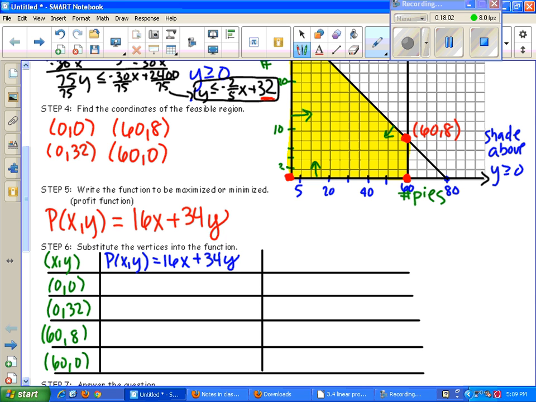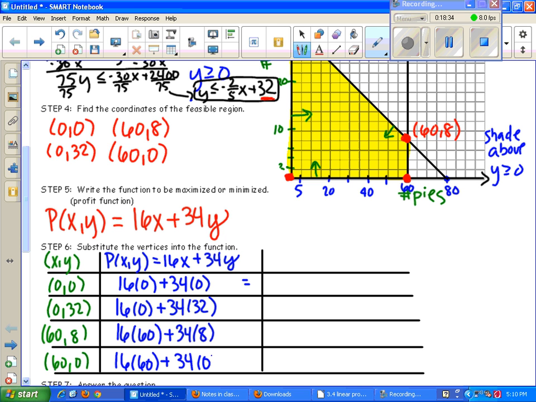So now I'm going to just plug in those X and Y coordinates that I have. In this case, I have 16 times 0 plus 34 times 0. And then I'm going to write the total in the next column, so I'm just going to hold off on that. So this one would be 16 times 0 plus 34 times 32. 16 times 60 plus 34 times 8, and 16 times 60 plus 34 times 0.